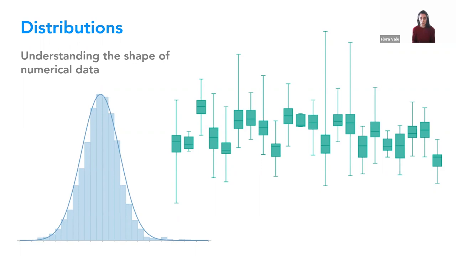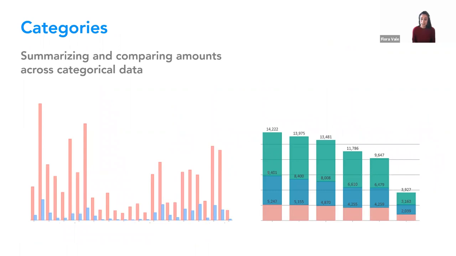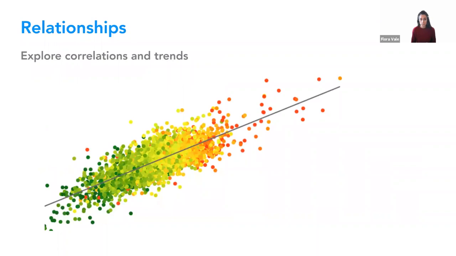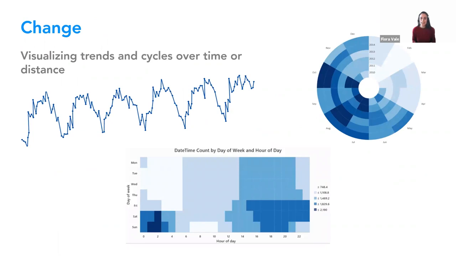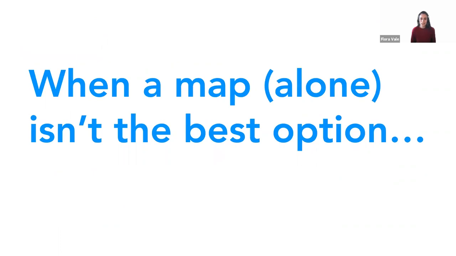We can also use box plots as a way to visualize and compare distributions across different categories. We can use bar charts to compare and contrast amounts and part-to-whole relationships, like we see on the right with those stacked bars. It's a good alternative to something like a pie chart. We can visualize relationships between numeric variables and calculate linear trends using scatter plots. And we can visualize trends and cycles over time using line charts, data clocks, and calendar heat charts, which we'll take a look at.